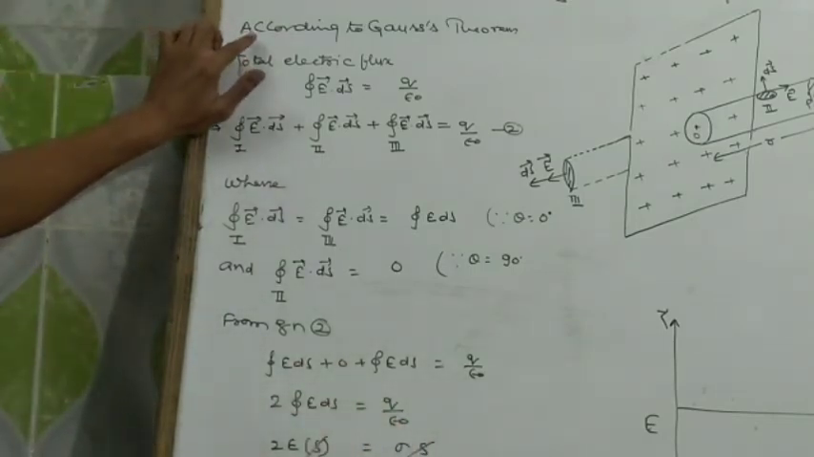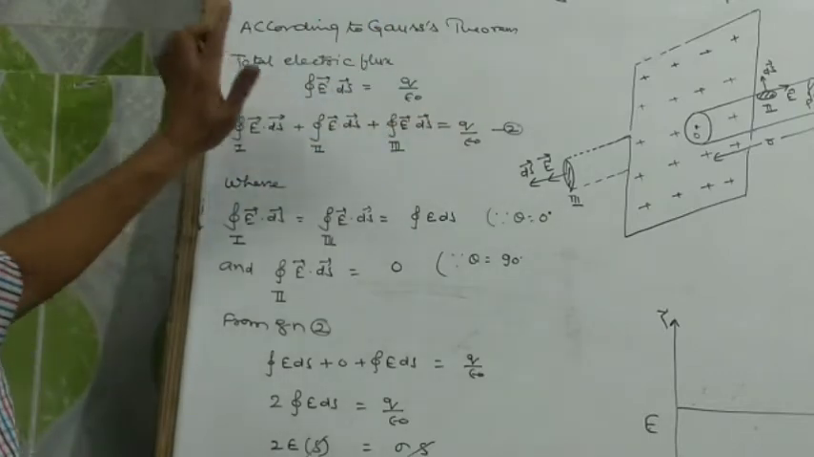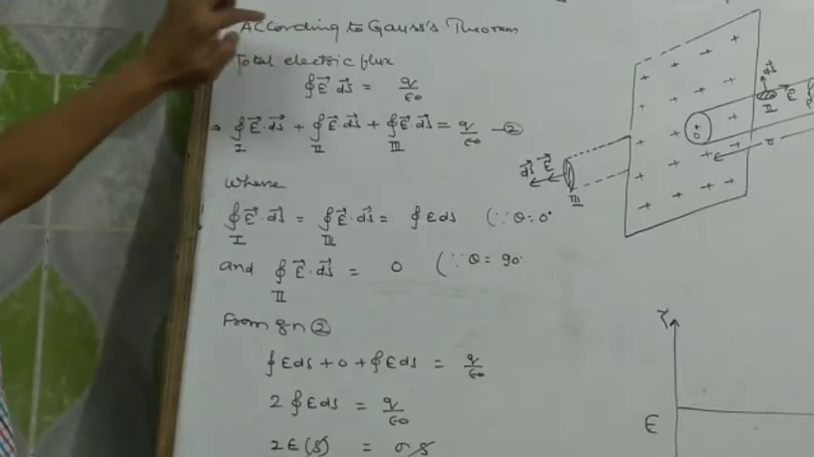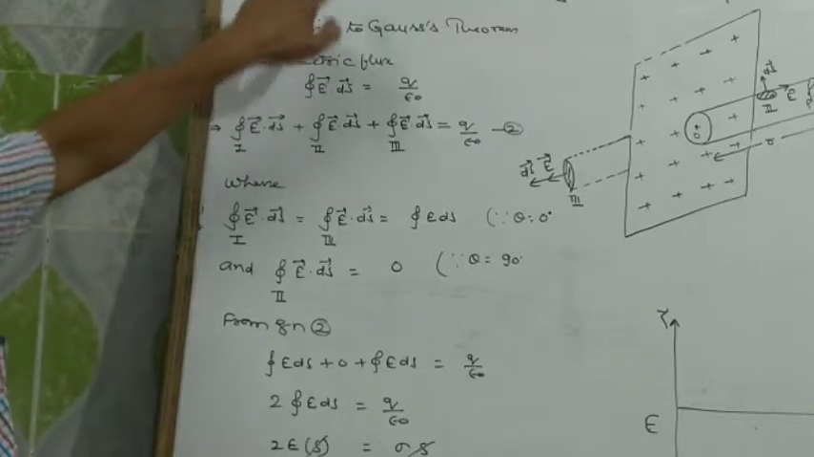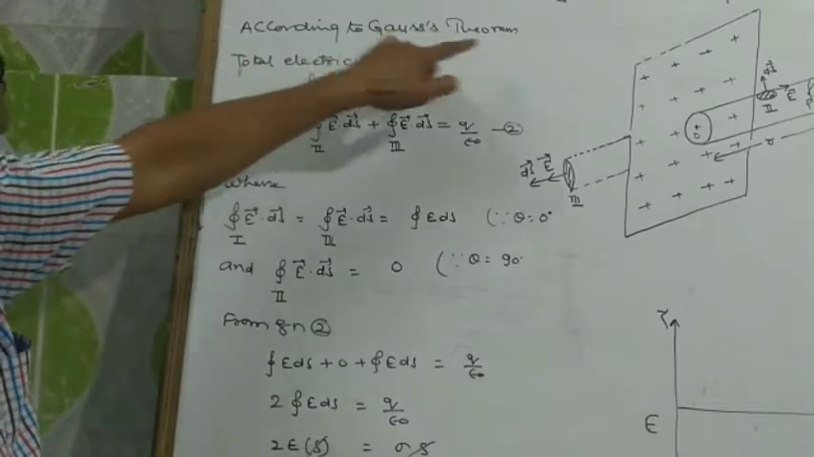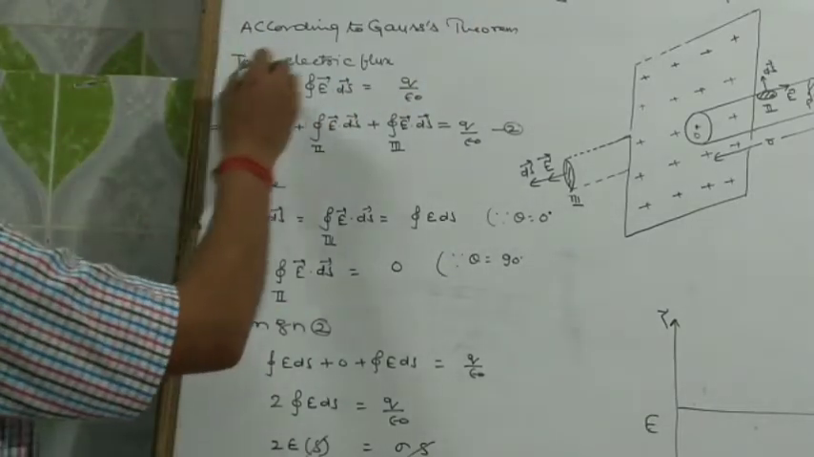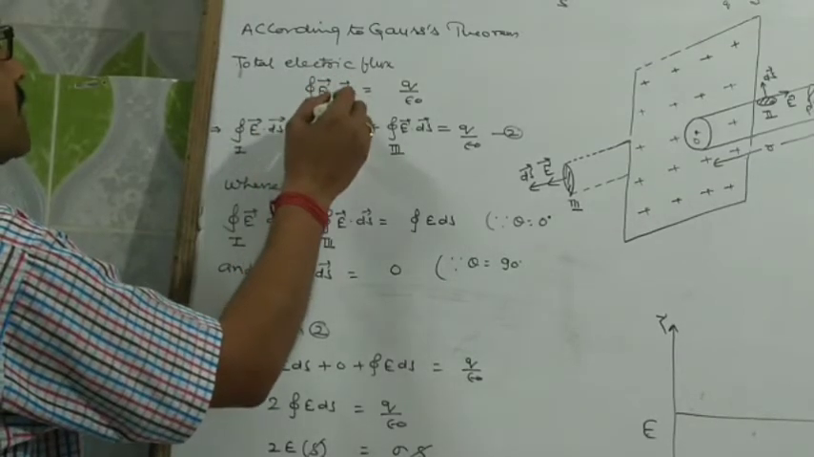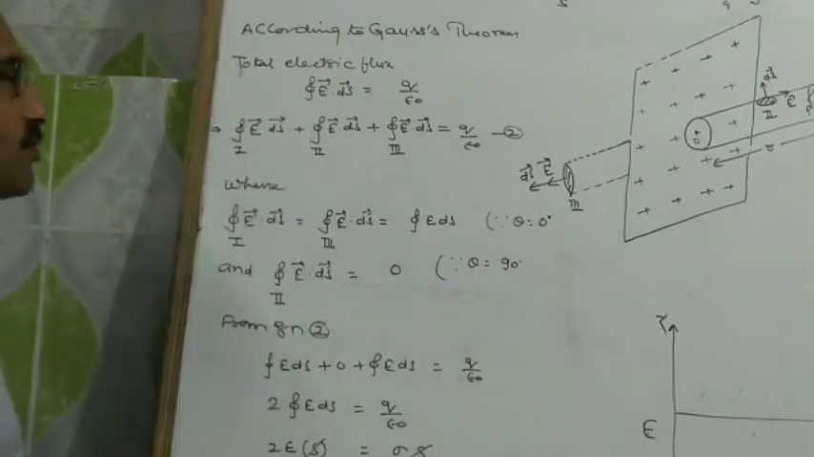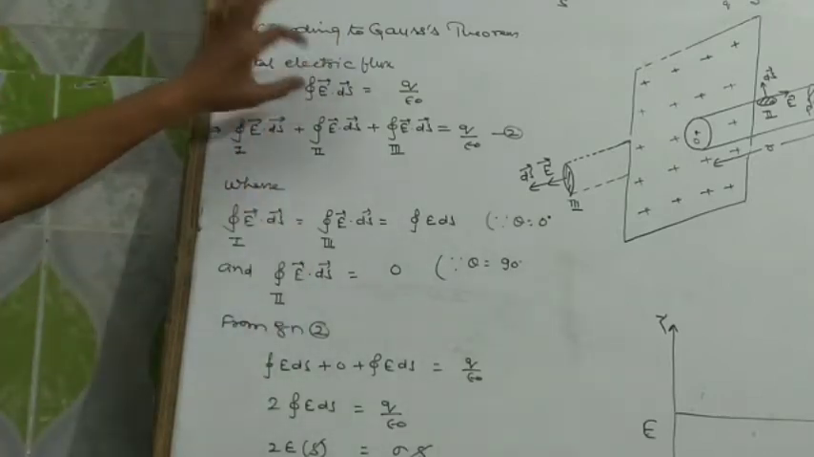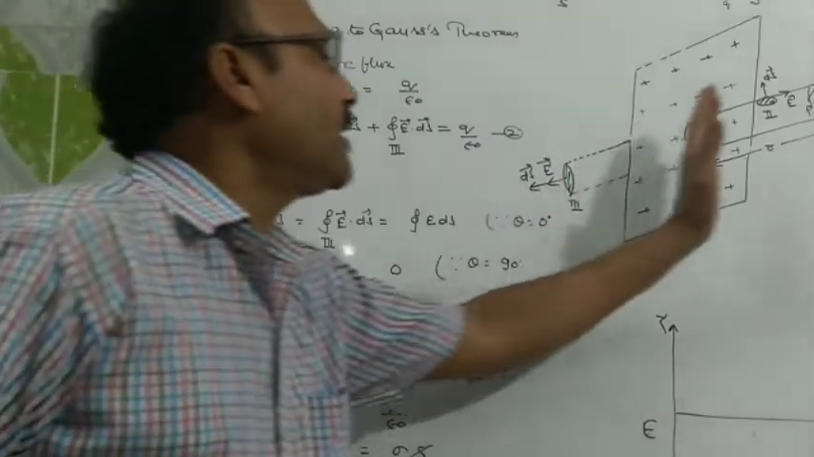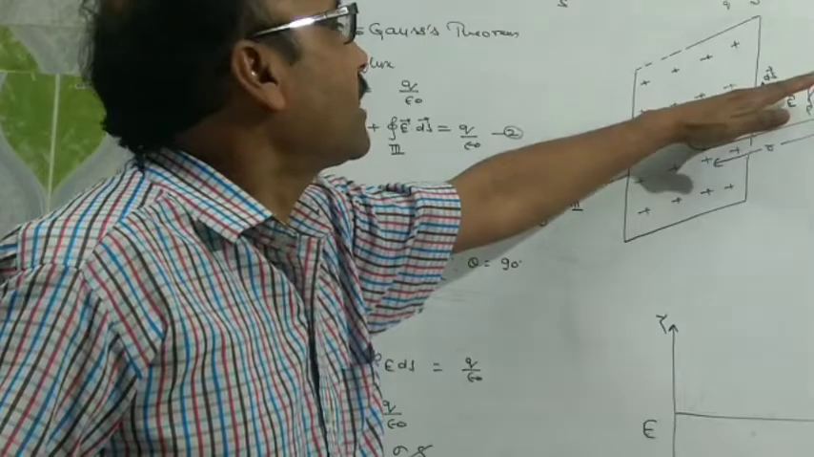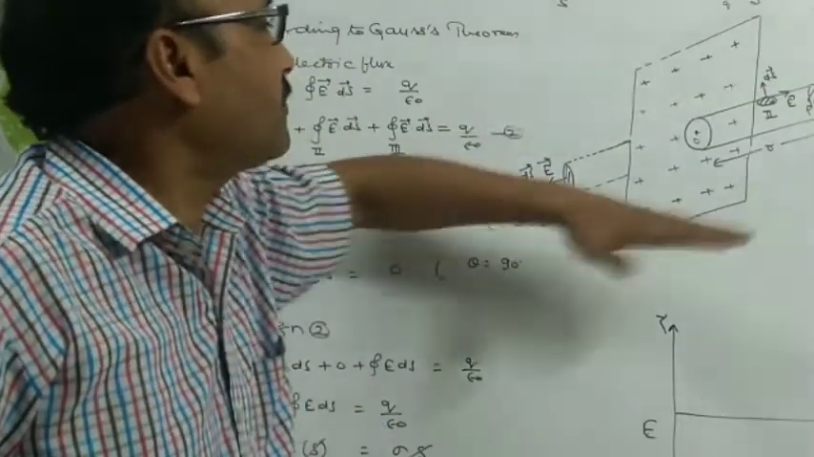So we have to apply Gauss's theorem because we are deriving the application of Gauss's theorem. According to Gauss's theorem, the total electric flux through the closed surface, integration of E dot ds, will be equal to Q upon epsilon naught. This total electric flux will be equal to the sum of the electric flux from this cross section area plus the electric flux from this curved surface area.